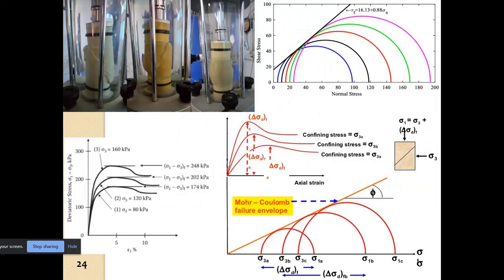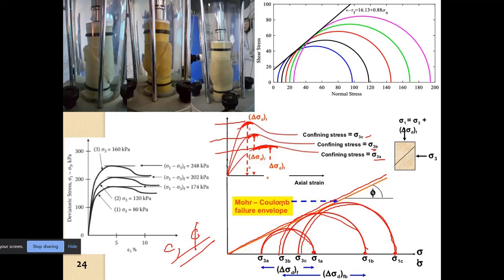So for this confining stress sigma 3a, we will have sigma 1a here. Similarly for sigma 3b, we will have the failure load here, and for sigma 3c, we will have the failure here. Taking these sigma 1 values, we will plot them here. So this is sigma 1a, sigma 1b and sigma 1c, and we will have 3 more circles corresponding to that. Ultimately, if we draw the tangent to the Mohr circles, we will have the c and phi, whatever the case may be, of the soil.